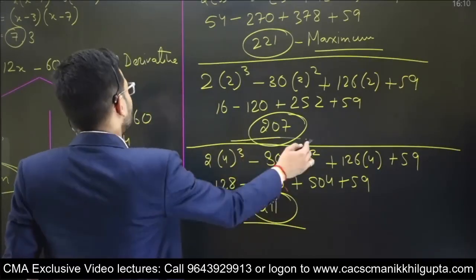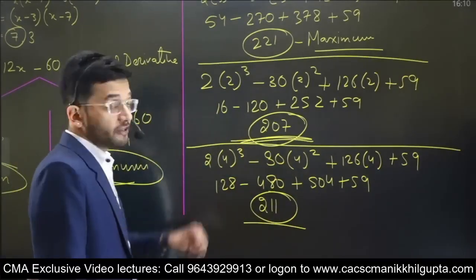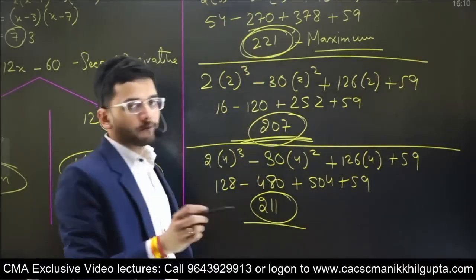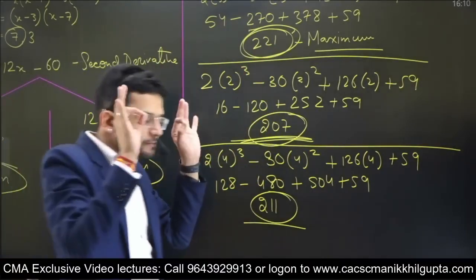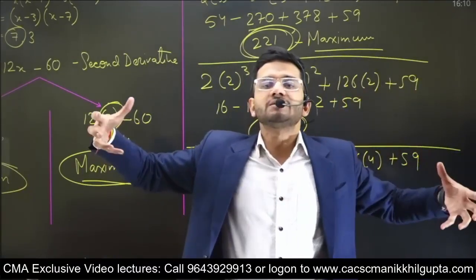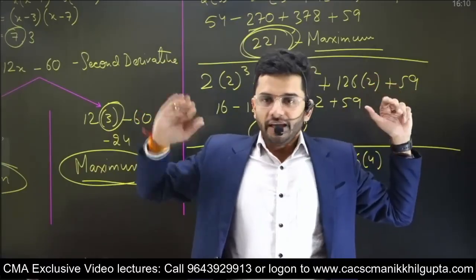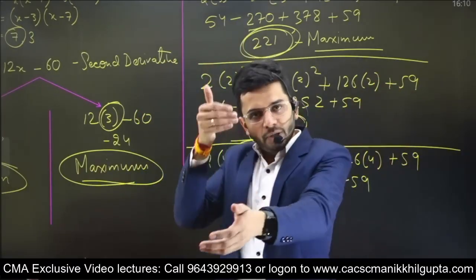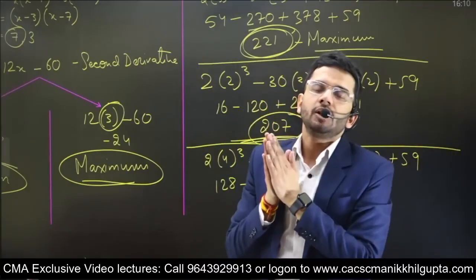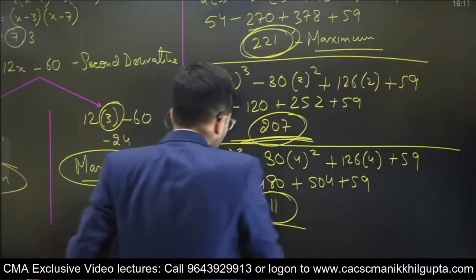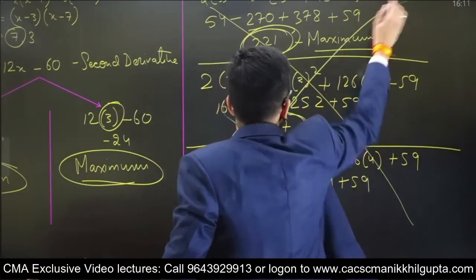When I put x is equal to 2, it gives me a figure of 207. When I put x is equal to 3, it gives me a figure of 221. Hence proved that 3 is the number whereby my equation will yield the maximum result. If I take a number above 3, it is going to give me a lower result. If I take a number below 3, it is going to give me a lower result. This is the proof which I wanted to show you. This is not to be done in the examination.